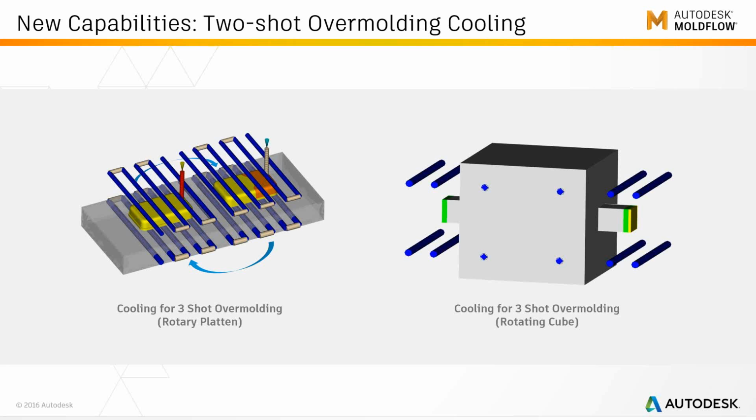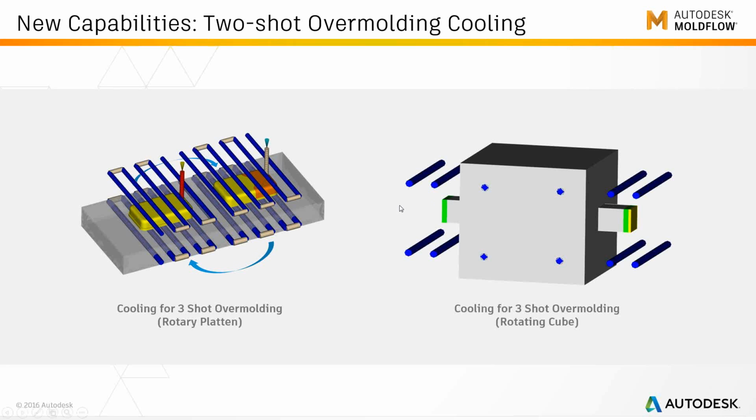We allow you to set up 2 of the most common scenarios. First is the rotating platen, and I've highlighted the rotating component over here, that will be indexing and going from the first shot. The part that's in the first shot will actually turn around and become part of the second shot, and the overmolding takes place over there.